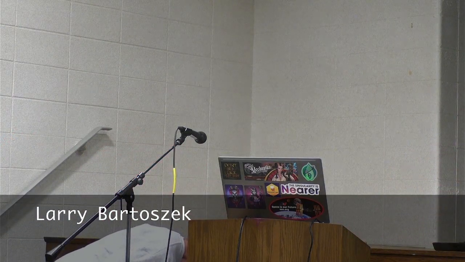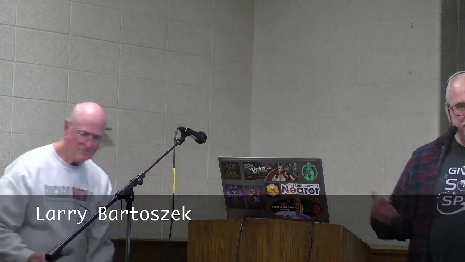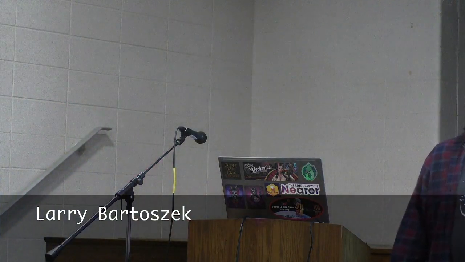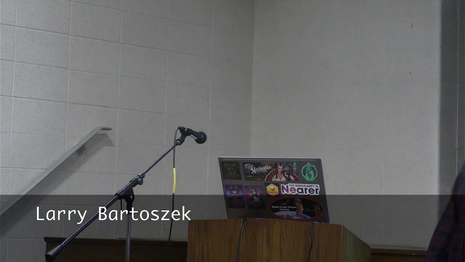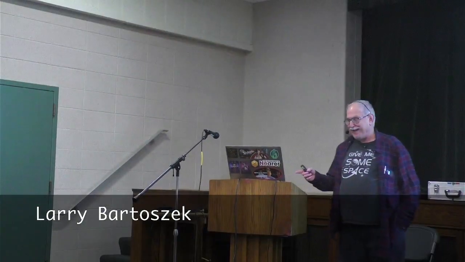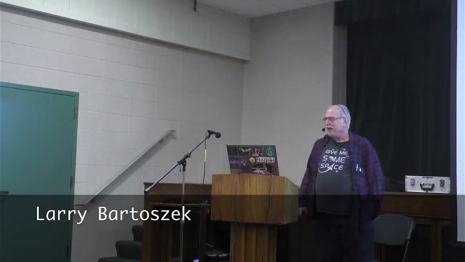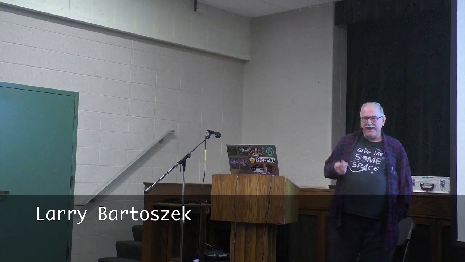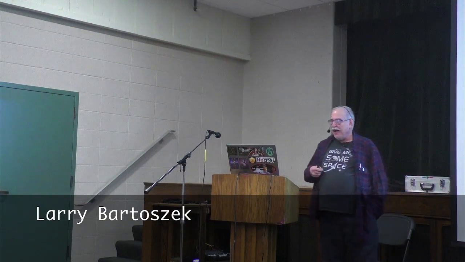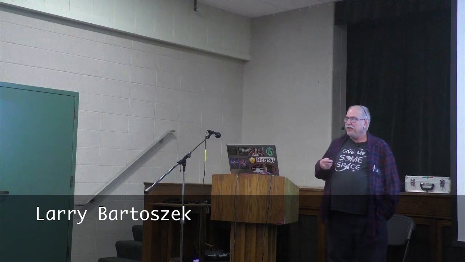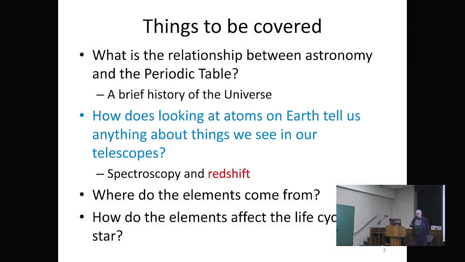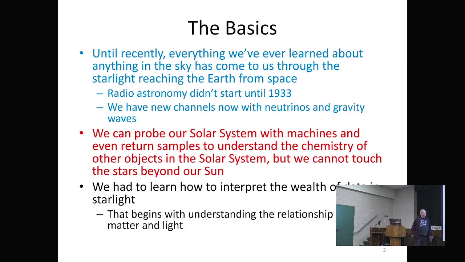So I'm going to talk about a number of things, the relationship between astronomy and the periodic table, starting with a brief history of the universe, which I just discovered was another talk that I gave here. And then how looking at atoms on the Earth tells us things about things that we see in our telescopes, spectroscopy and redshift in particular. And then where do the elements come from? How do the elements affect the life cycle of a star?